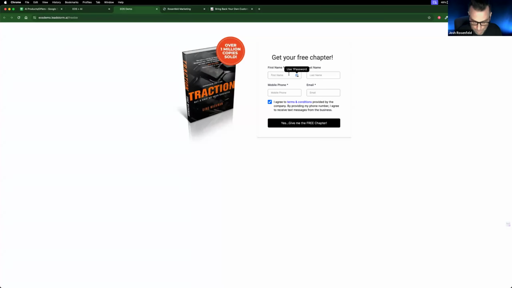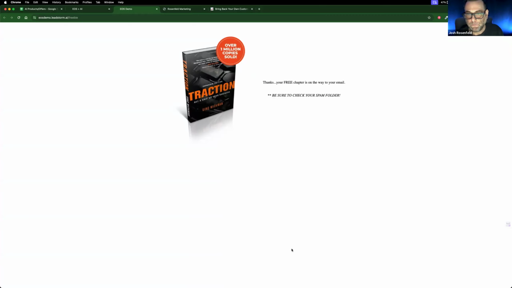Okay, so let's see what happens if I do this. I know what happens because I built it. On the value ladder, this is the bottom of the value ladder. This is that freebie that you're giving away to get them to buy more of your services, right? So I say, yes, give me the free chapter. That's it. Now if I check my email, Go High Level takes over. It sends me the link to a PDF file. That's all this is, a PDF file.